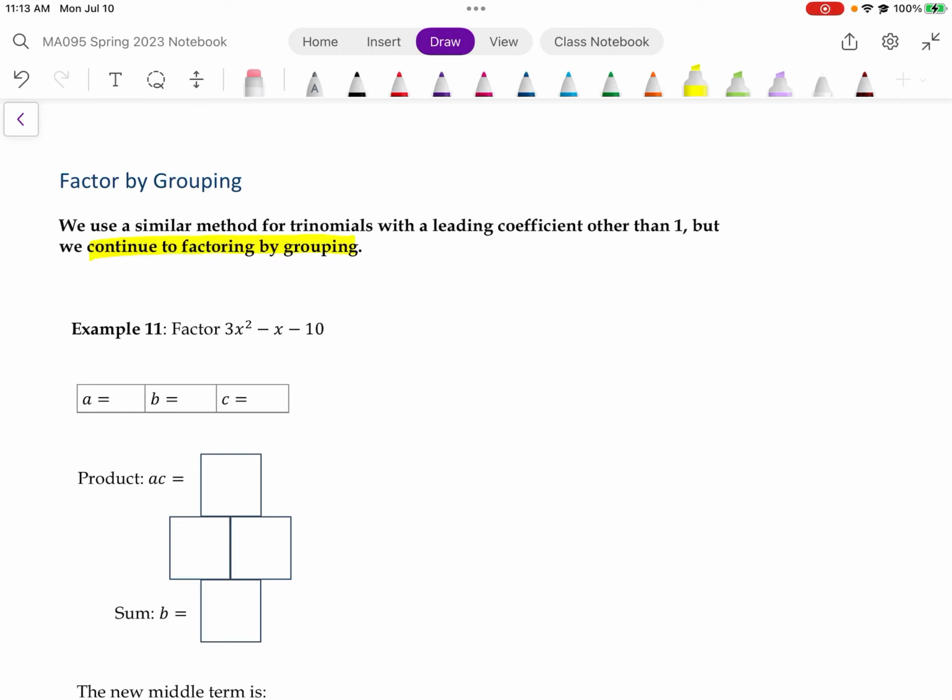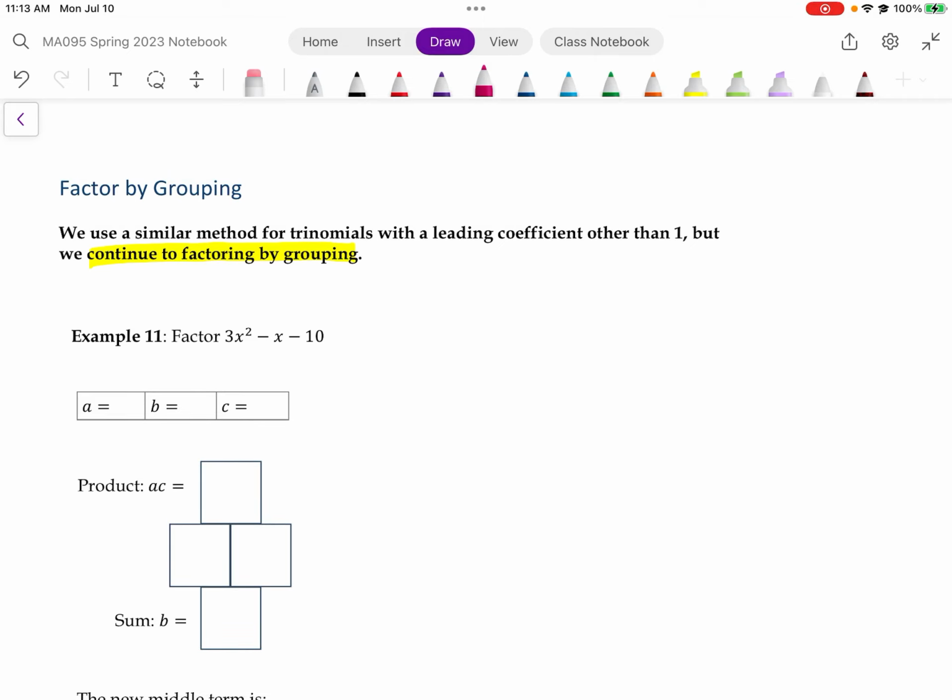Okay, so the last few steps are different. Let's find A, B, and C, and then fill in the box. Why don't you pause the video and try that part, and then come back and we will finish the problem. All right, so hopefully you got a 3 here, a -1, and a -10. So A is 3, B is -1, and C is -10.